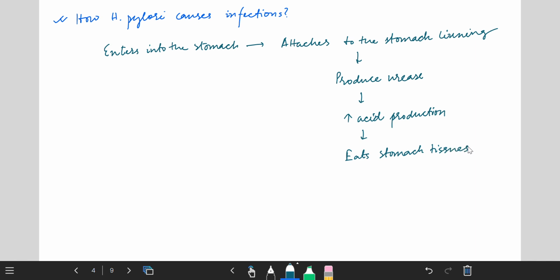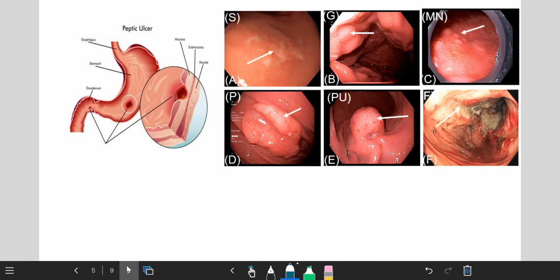Why? Because to grow faster, to multiply, which will cause the gastritis, ulcer, this kind of things, and also it produces some toxins which cause severe cell injury. So this is the procedure of H. pylori infection. Clear? Now we will see some pictures.